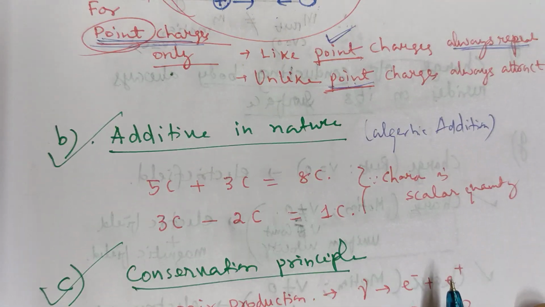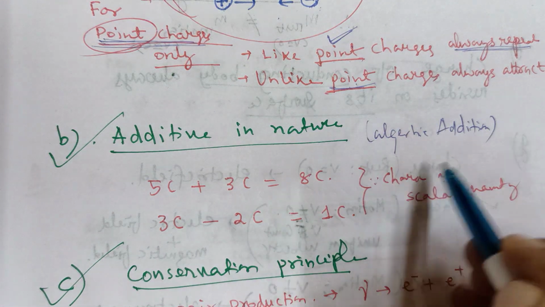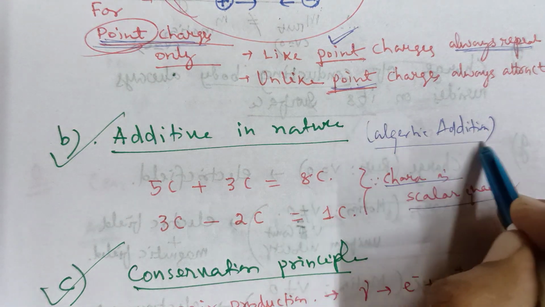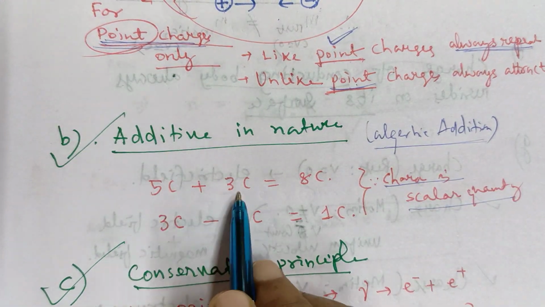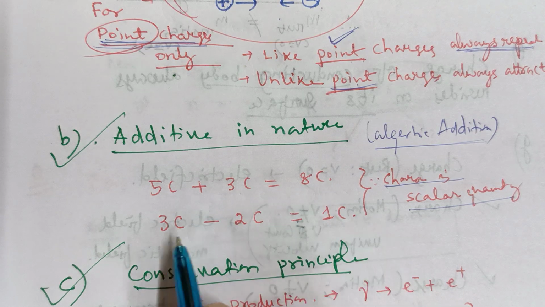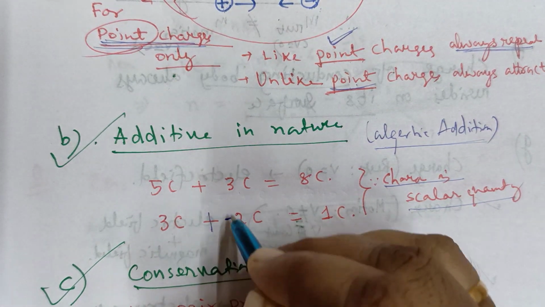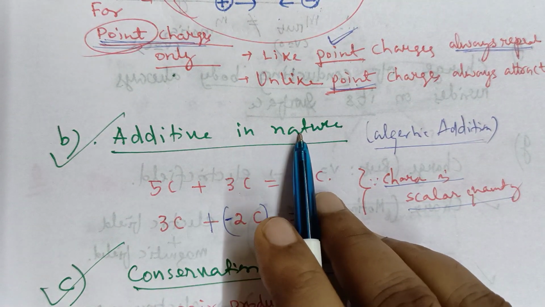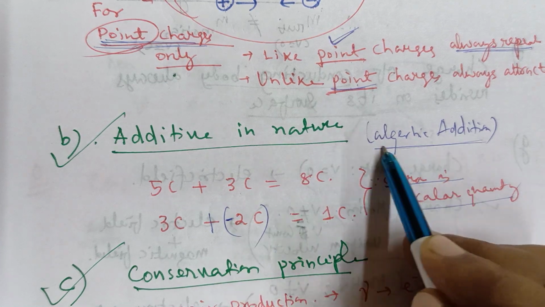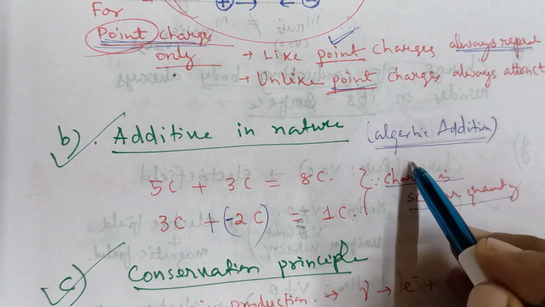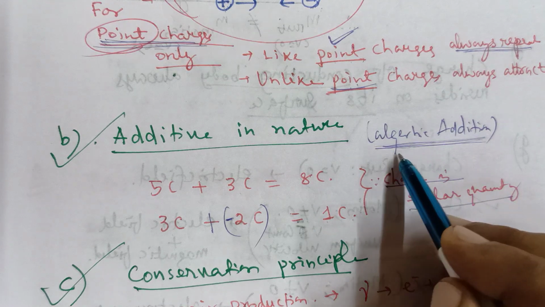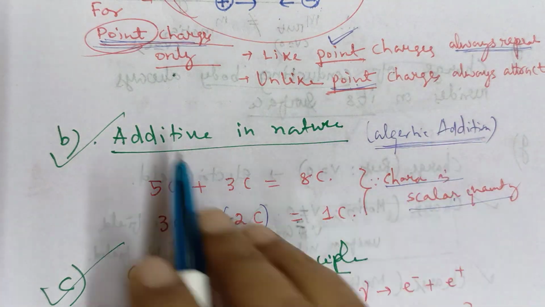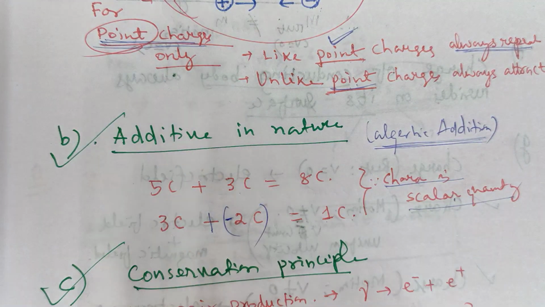Now our second property is that charge is additive in nature. As charge is a scalar quantity, it is simply added or subtracted by the algebraic law of addition. For example, 5 coulomb plus 3 coulomb is always 8 coulomb. 3 coulomb plus minus 2 coulomb is always 1 coulomb. That means it obeys the algebraic law of addition that we studied at school level. It does not obey the vector law of addition. As it is a scalar, it obeys the simple law of addition. That way it is taken as additive in nature.